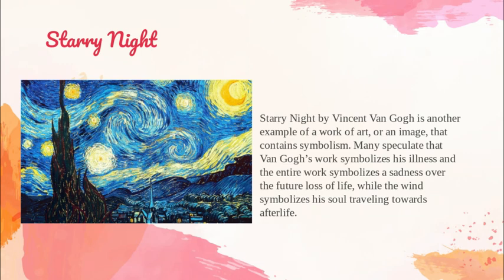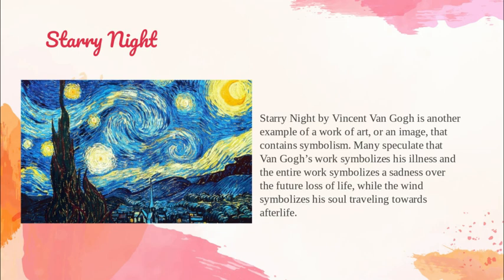Starry Night. So this is an example of complex symbolism. Starry Night by Vincent van Gogh is another example of a work of art or an image that contains symbolism. Many speculate that Van Gogh's work symbolizes his illness, and the entire work symbolizes sadness over the future loss of life. So when you look at the image, there are bursts of color in the yellow.